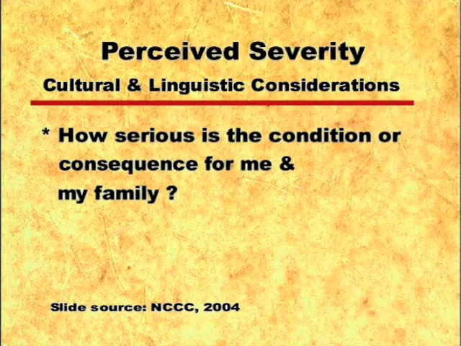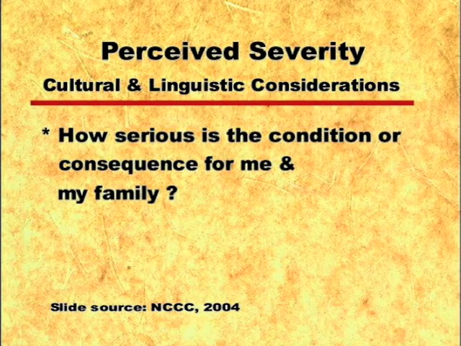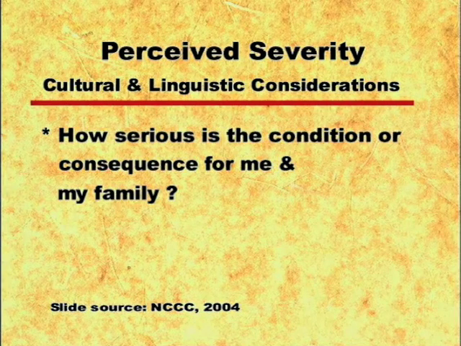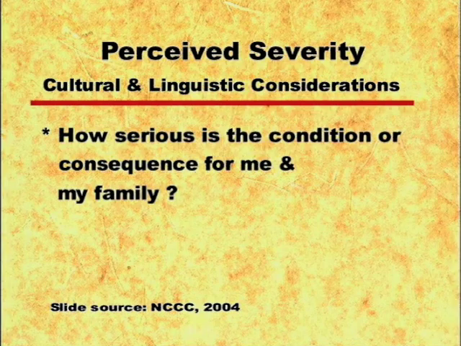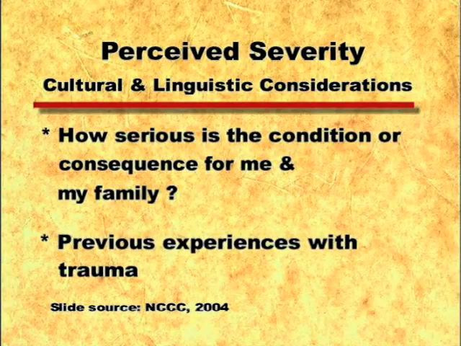So then we have the issue of perceived severity. In other words, is there going to be a serious problem for me or my family, even if this thing happens to me or I get this disease? And again, we have to think about, not just from our own perspective, we might think that if this happened, that would be terrible. But we meet families and individuals who come from all sorts of experiences and backgrounds. So, for example, previous experiences with trauma.